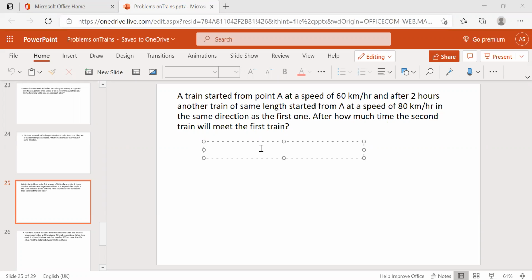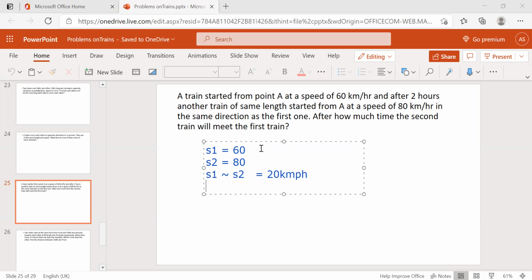So what they're asking first: train speeds, S1 equal to 60 and S2 equal to 80. What is the difference of S1 and S2? Don't put the minus sign, it is just the difference. 80 minus 60 is nothing but 20 kilometer per hour. Okay, keep it aside and come to the next.